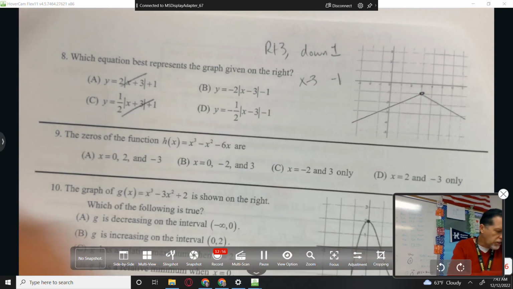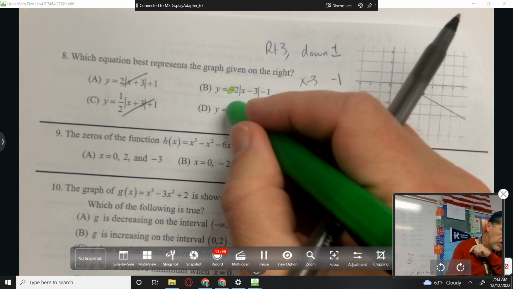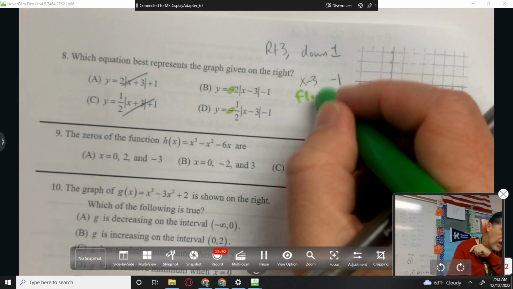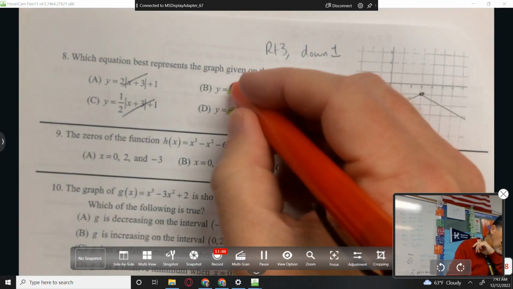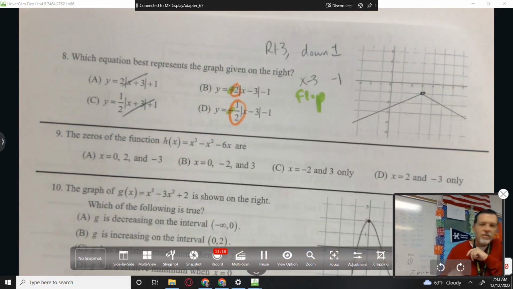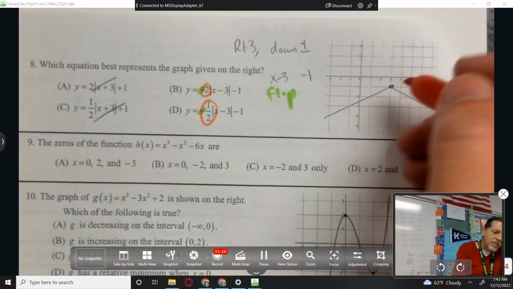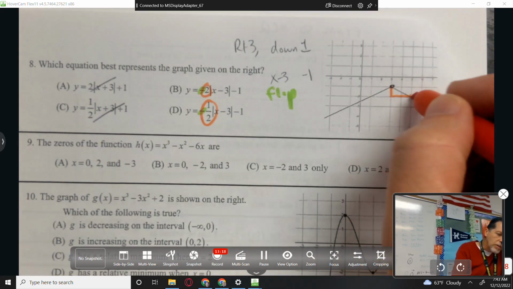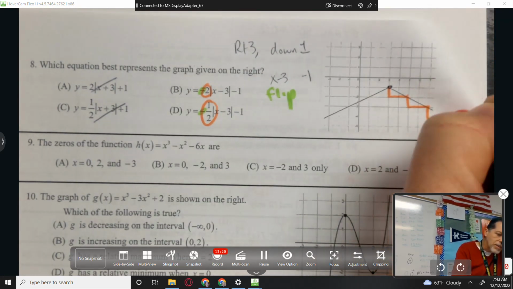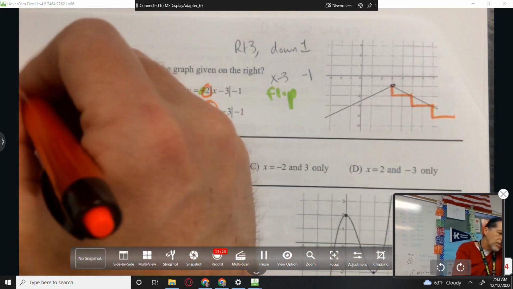It's flipped over, so it's negative. But they both have that. So now my question is, what's the slope of this thing? Does it have a slope of 2 or does it have a slope of 1/2? 1/2, or I guess negative 1/2 on this side of it. Down 1 over 2, down 1 over 2, and so on. So the answer is D.